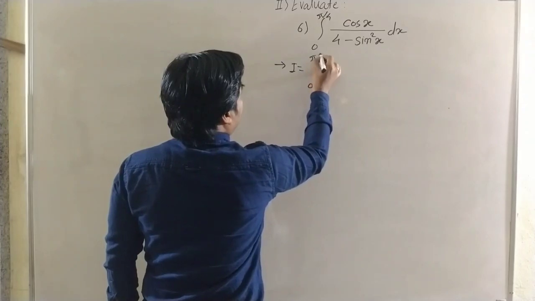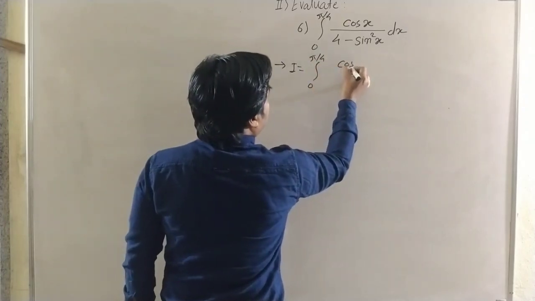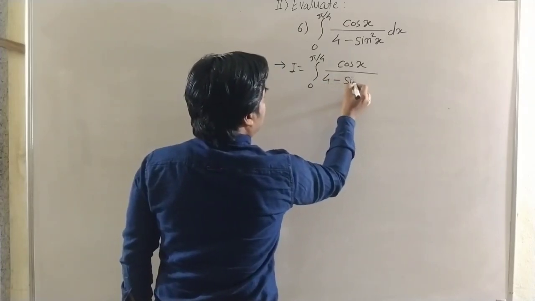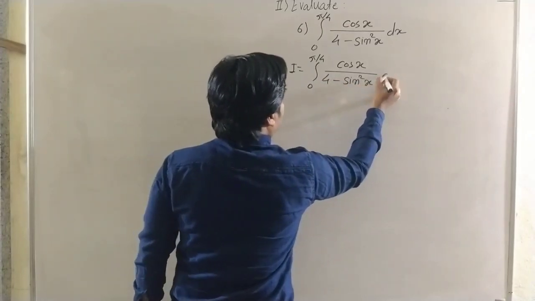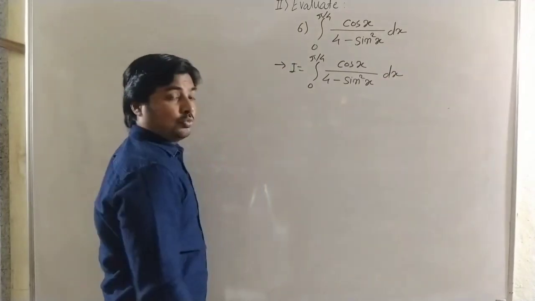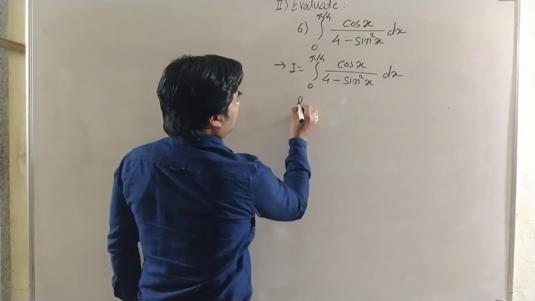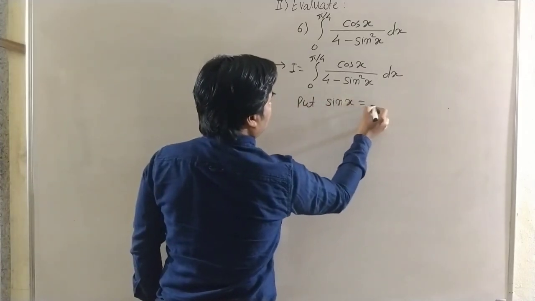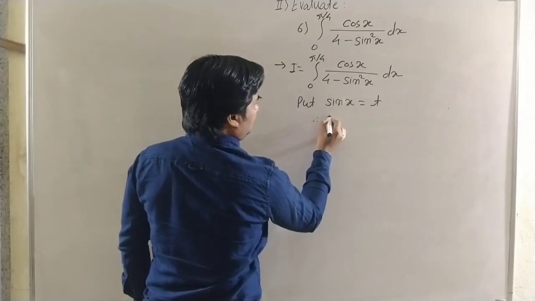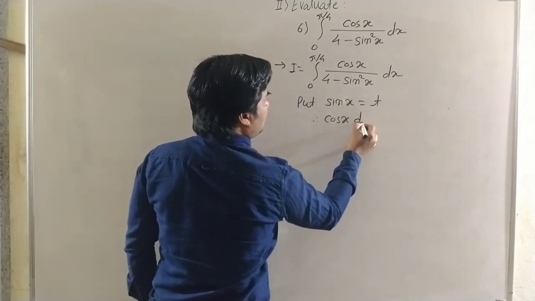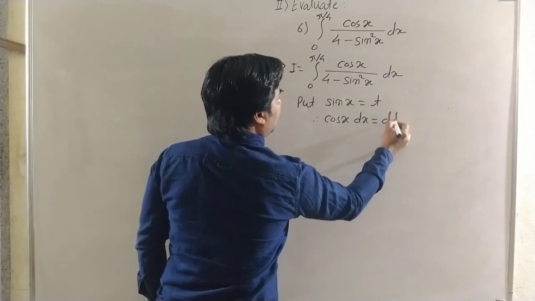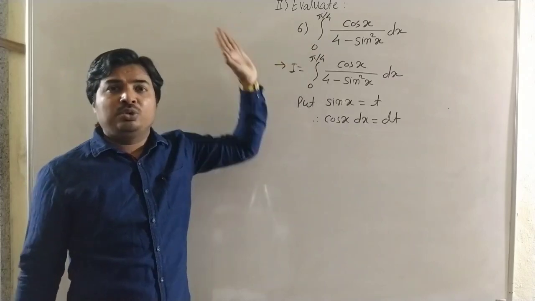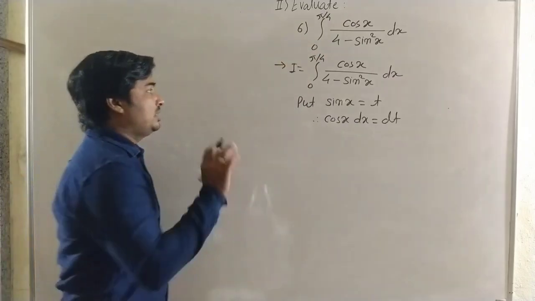Integral 0 to pi by 4 cos x upon 4 minus sin square x dx. Now here we put sin x is equal to t. Therefore cos x dx is equal to dt. Now here it is a definite integral and we use the substitution, so first change the limits.